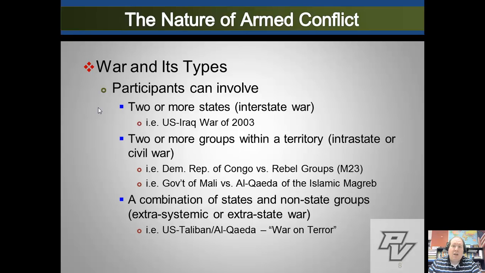These were all intrastate or civil wars, okay? Two or more groups within a territory fighting for supremacy. The third type of war is what we call an extra-systemic or extra-state war. It's a combination of war between states and non-state groups, or, as we like to call them, non-state actors, as we've discussed. The idea of the United States fighting Al-Qaeda around the world, the war on terror, as we called it, this was an extra-systemic war.